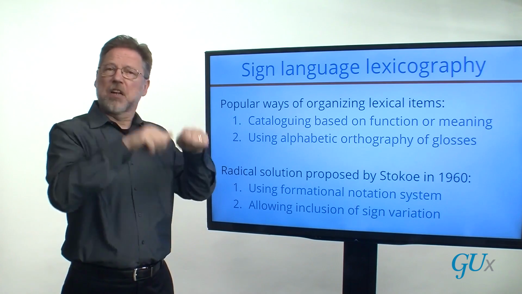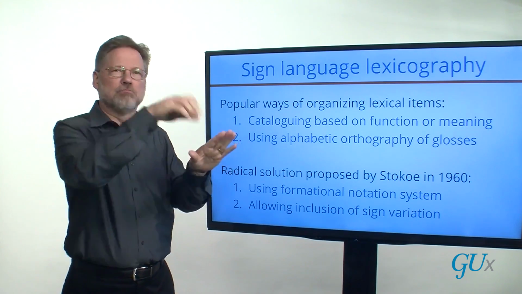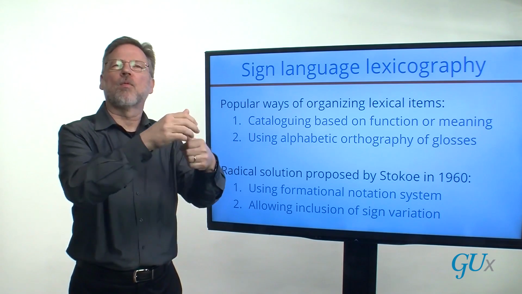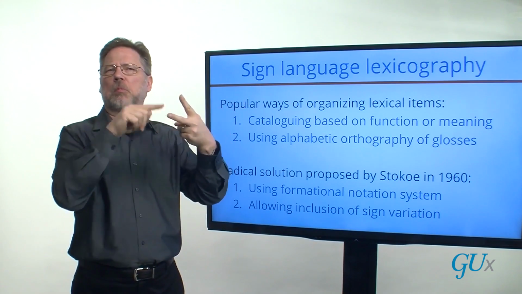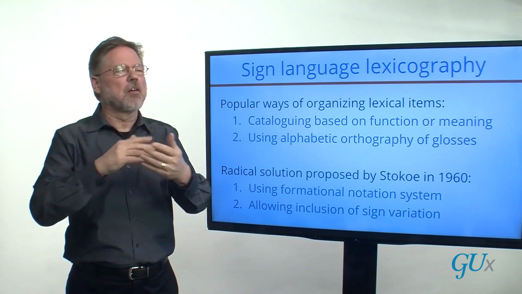Now you can use the same idea with signs. Based on meaning, glosses are assigned, and that list of signs is then reorganized according to the initial letters of the English glosses. One of these two approaches is used in almost all books that catalog sign language.